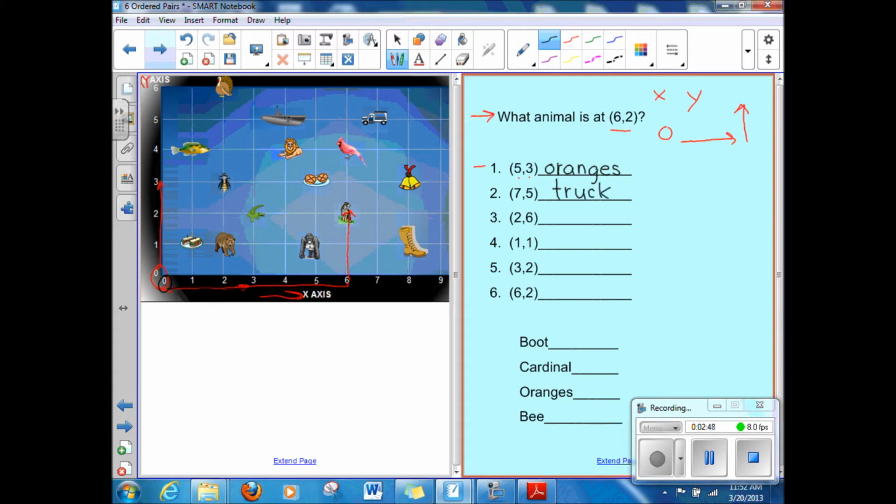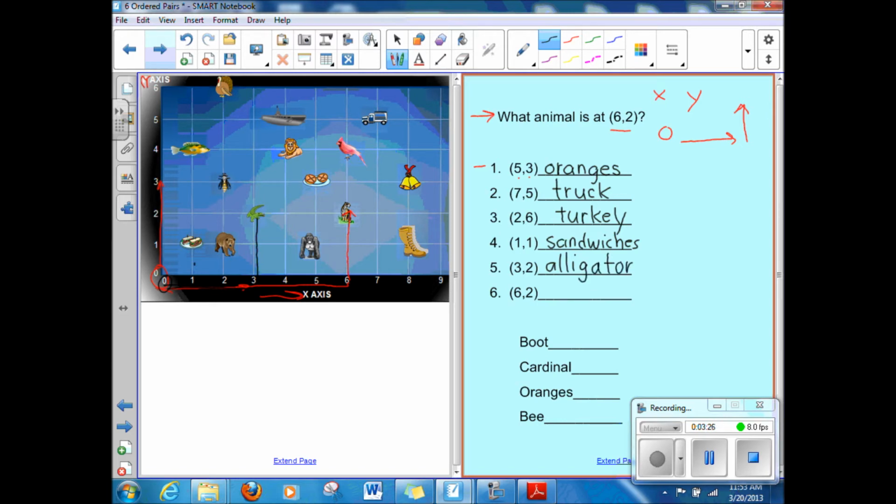Number 3 is 2, 6. Oh, start at 0, go over 2, up 6. Oh, let's see, is it that big? Oh, no, I have to go up to 6. Oh, it's the turkey. The turkey is there. Number 4 is 1, 1. Oh, go over 1, up 1. That's the sandwiches. And then number 5, 3, 2. Start at 0, go over 3, up 2, oh, alligator. You're probably beating me before I even get these written down.